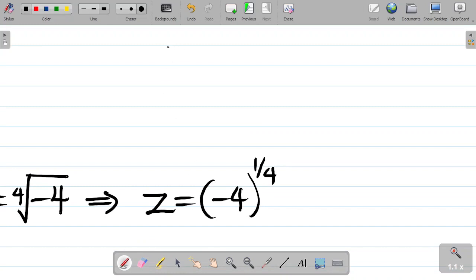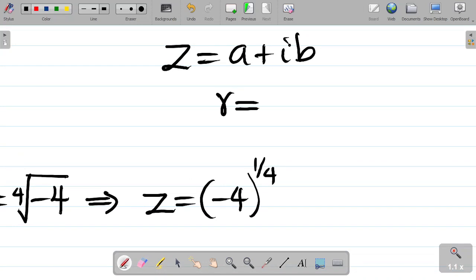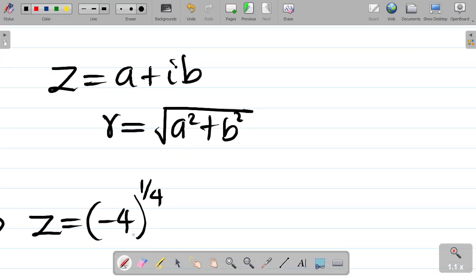We said if I'm given z equal to a plus ib, that r, called the modulus, is equal to the square root of a squared plus b squared. That was the concept. Now, in the case where z is now equal to 1 over 4, what will r be? Observe that there's no i term here, so I'm going to use just the number I have here, which is minus 4. So r will be equal to the square root of, in brackets, minus 4 all squared.